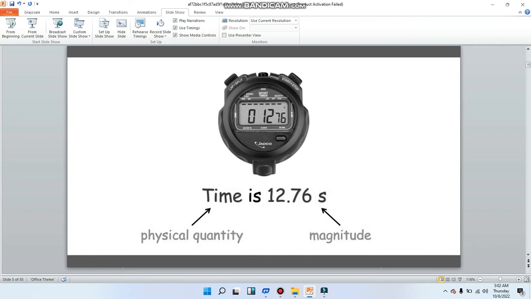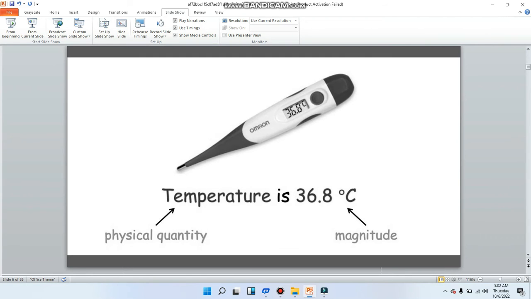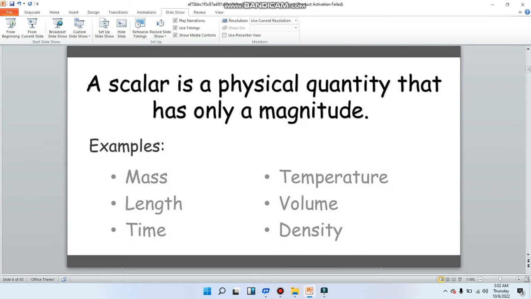Similarly, time is 12.76 second. Here time is physical quantity and second is the magnitude. Temperature is 36.8 degrees centigrade. Here temperature is the physical quantity and centigrade is its magnitude.